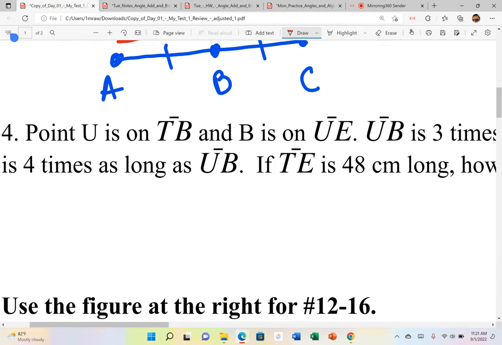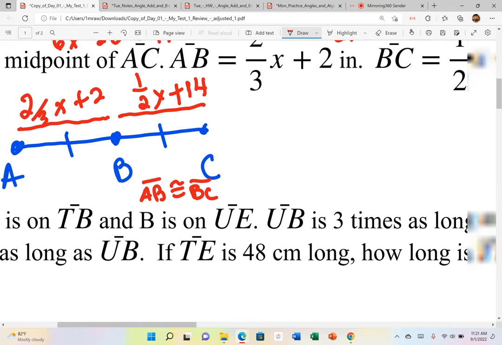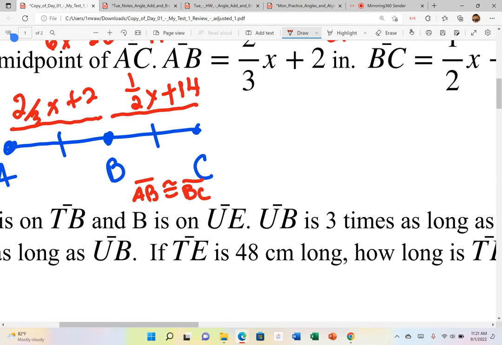Okay? B is the midpoint, right? So since B is the midpoint, that means that AB is congruent to BC. Right? I'm good now. I'm just going to take control. I'm just going to do it from now on. Okay? So by definition of congruency, that means that they are equal to each other. Right? That means that AB is equal to BC.